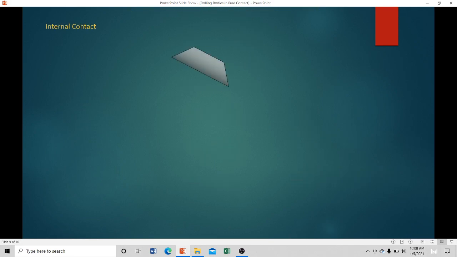So for the internal contact, we have this figure. We have alpha. This alpha is the angle of the large cone, beta is the angle of the smaller cone, and theta is the angle between these two shafts. R1 is for the larger cone, and R2 is for the smaller cone.